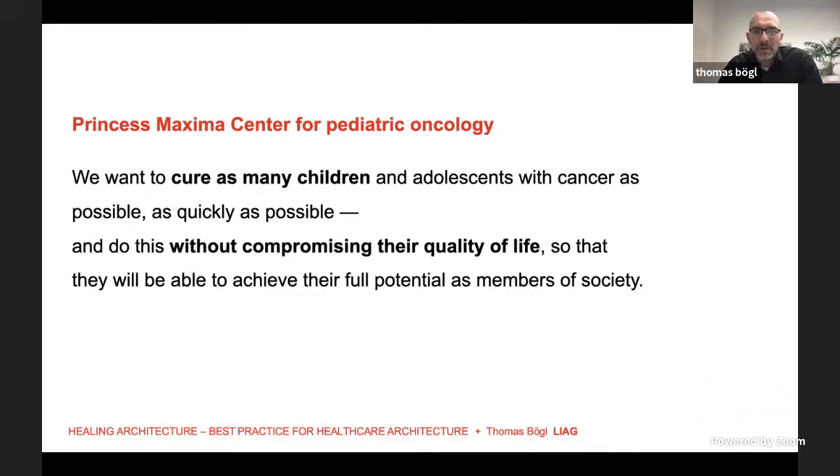That's what they say: we want to cure as many children and adolescents with cancer as possible, as quickly as possible, and do this without compromising their quality of life. That was quite a big issue during the development of the building, because normally if you build a hospital, you build a part for cancer, or a part for liver diseases. In this case, we turned it around and said we will build a building for children, and we want the children to go through the normal steps of development. One effect in their life is that they have cancer, but it's not the main thing. So the aim was to build a surrounding where they can prosper and develop in the natural way.